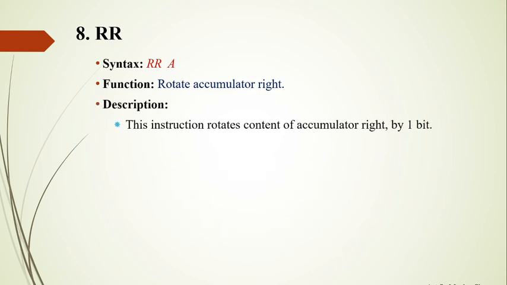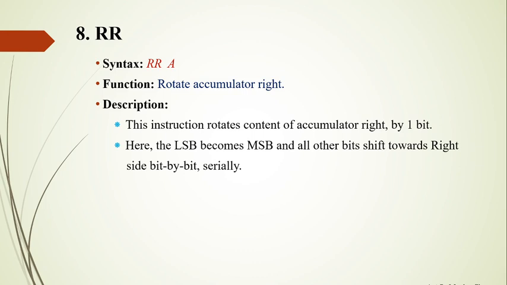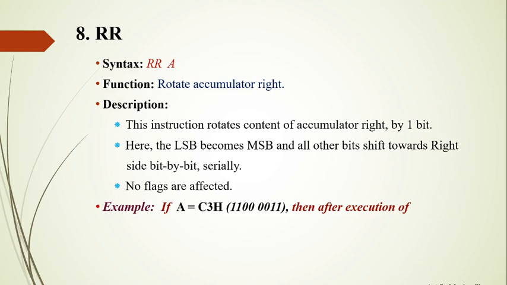Next mnemonic is RR, that is rotate right. Syntax is RR A. So it rotates accumulator right by 1 bit. This instruction rotates contents of accumulator right by 1 bit. So here, now the LSB becomes MSB and all other bits shift towards right side bit by bit serially and no flags are affected. So again we have taken the same example, that is A equal to C3H.